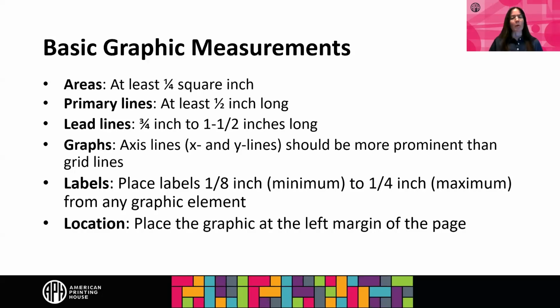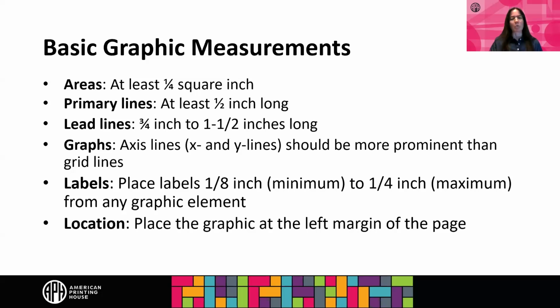And then let's talk for a moment about labels. We want to place our labels at least 1/8 of an inch, that's the minimum, to 1/4 inch maximum from any graphic element. So not too close, not too far away. And if you're going to put one of your labels inside an area texture or inside a cluttered graphic element, like say the grid lines on a graph, then leave a little bit of space around the entire perimeter of the label so that it doesn't interact with the things around it.